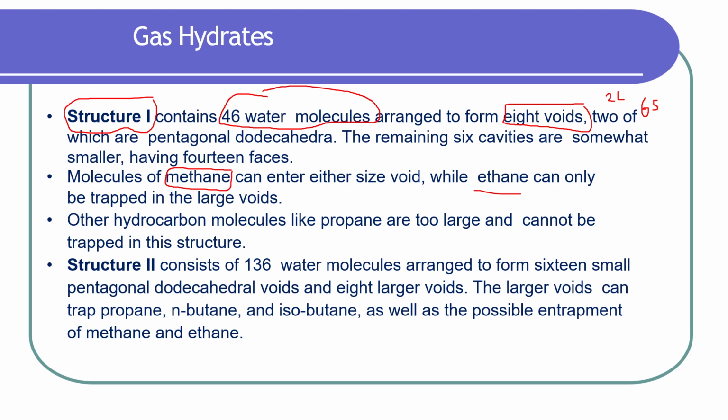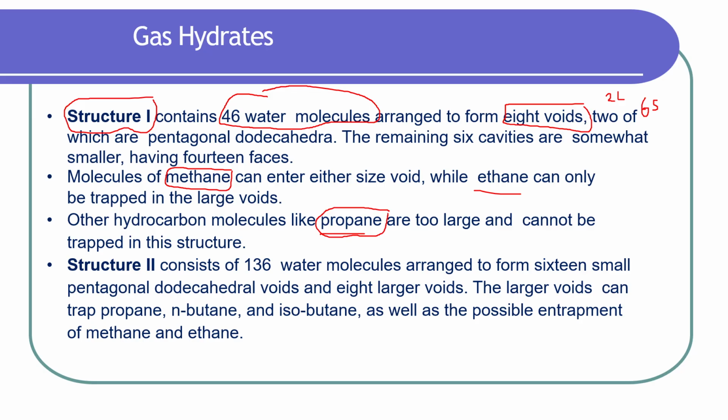Now, one more thing to know about structure 1 is that larger molecules such as propane cannot really be accommodated, or cannot be entrapped, in structure 1. So propane cannot really be entrapped in structure 1. That's why this is a hint for you to understand why structure 2 will be more suitable, more adjusted, or more preferred once we talk about a natural gas complex.